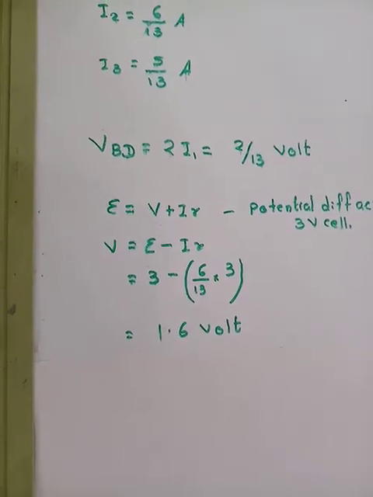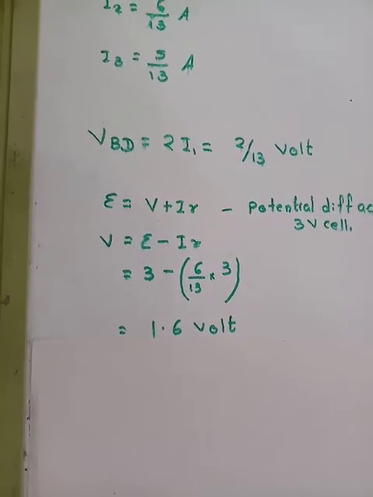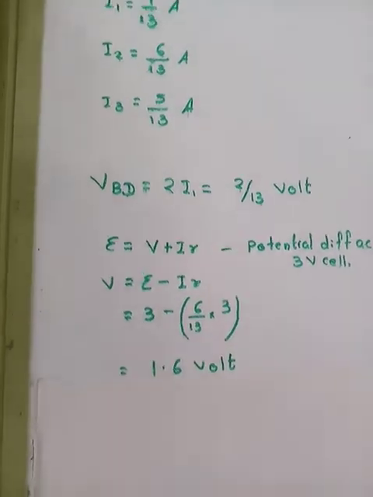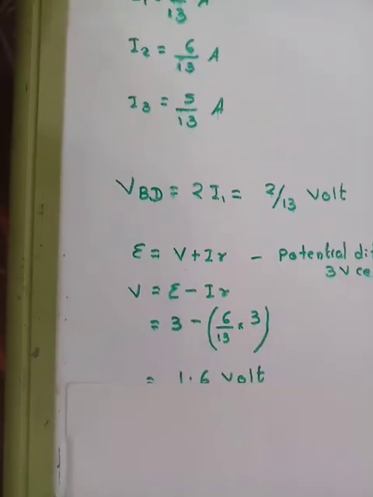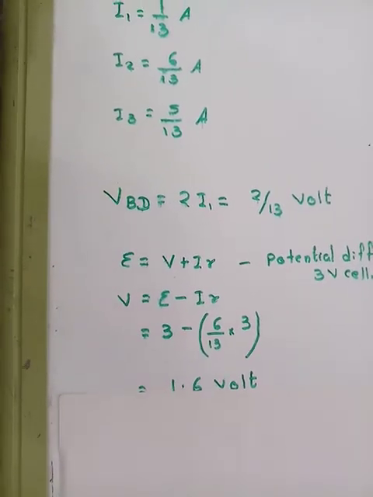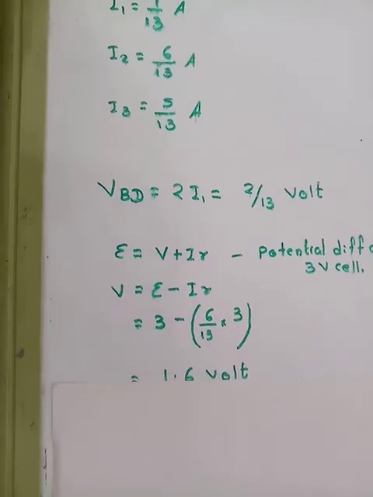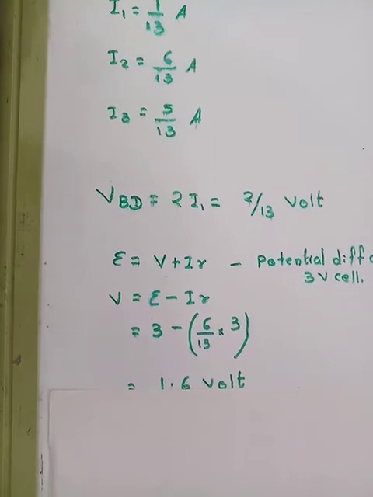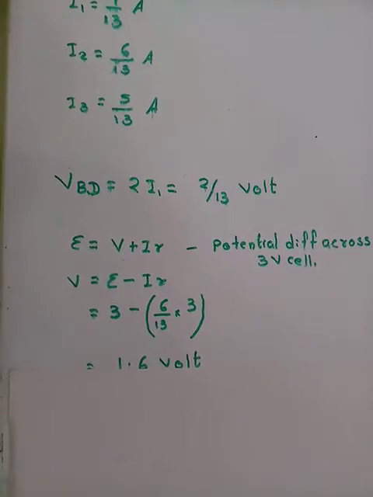It is 1.6 volt. So you can now see that the EMF of the cell is 3 volt, but the potential difference across the cell is not 3 volt, it is 1.6 volt. Okay, this is how we solve this question, all the 3 parts: finding the currents and the potential differences. And now, based on the same concept, I have one more question.